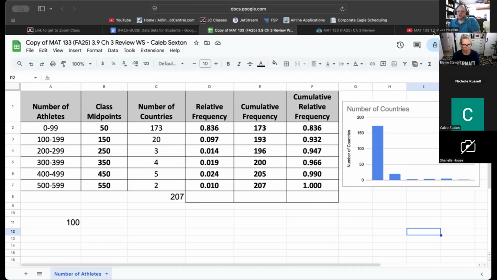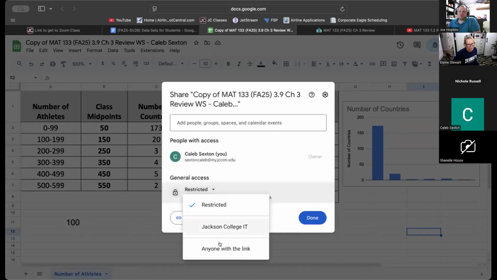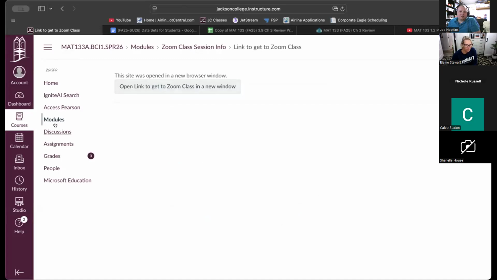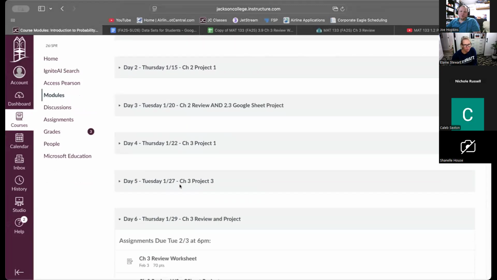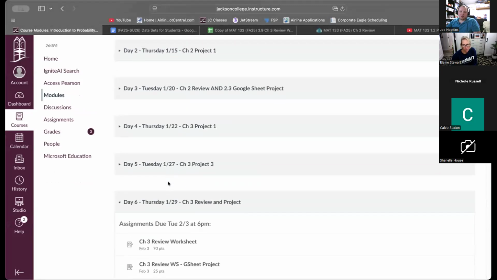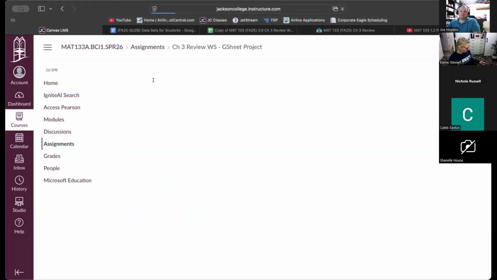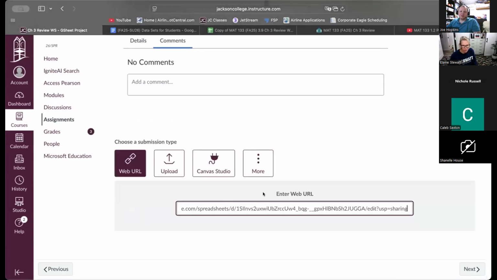So you're going to share that, change your restriction to anyone with the link, and copy the link. And now you'll just submit that in Canvas. Now, you'll need to go to modules, and then today is day 6. And what we finished was the Chapter 3 project. So it's the second one. Yep, Chapter 3 review worksheet Google Sheet project. Okay. That's the one. And then you'll go down to web URL and just paste that in there. Yep. Submit assignment.